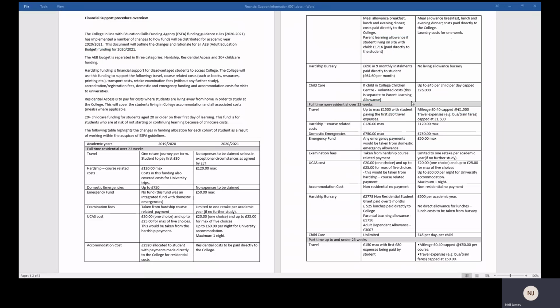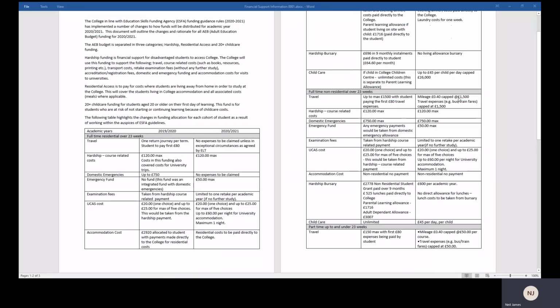In terms of children in the childcare centre, in our children's centre, obviously, our children's accommodation is now off-site, and we will pay up to £45 per day. But this amount is capped at £26,000 per student. So it's per child per day, and it's capped at that amount per student.